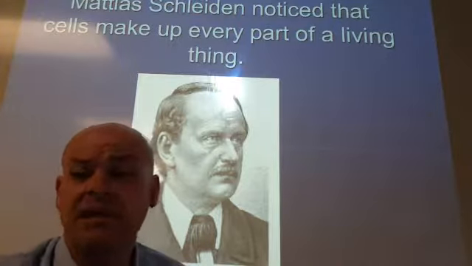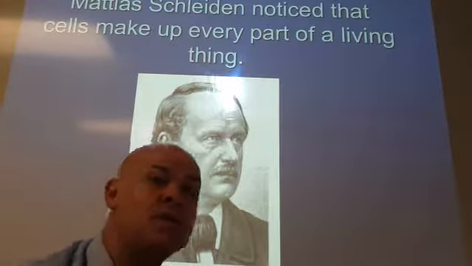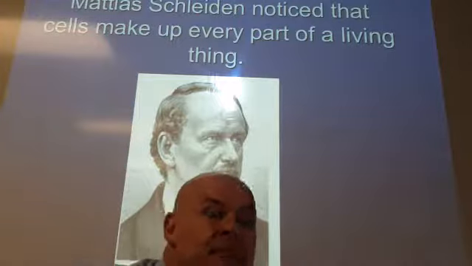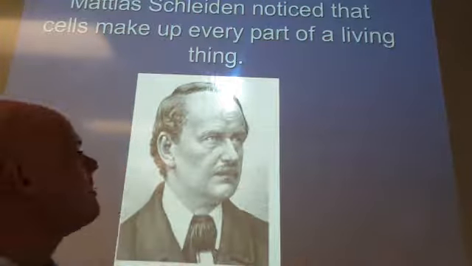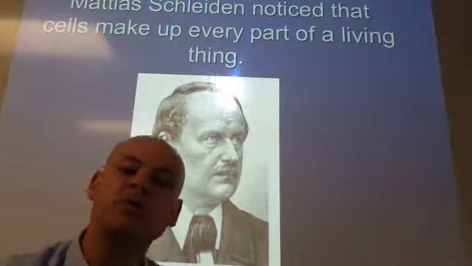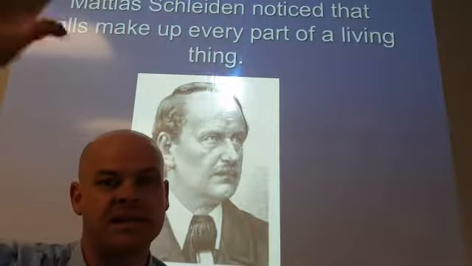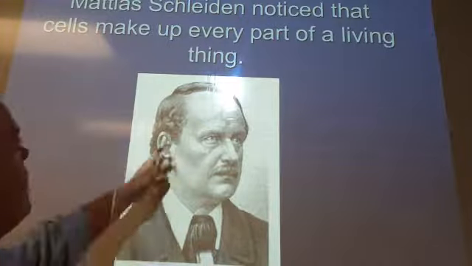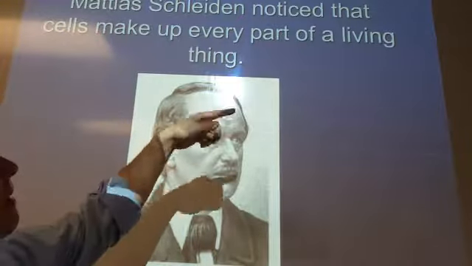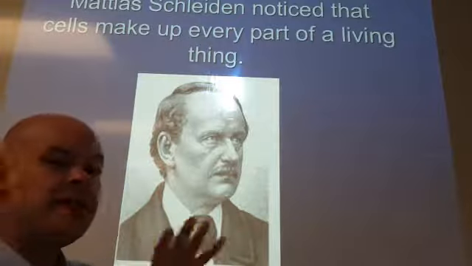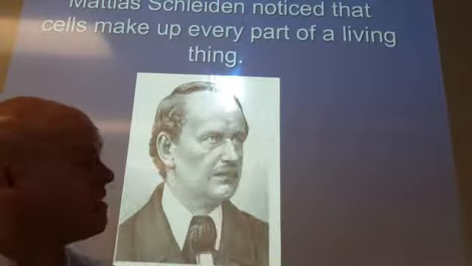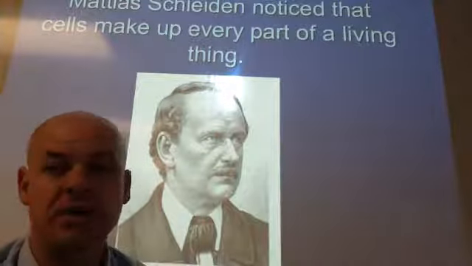He studied plants. And he was the first one to notice that the nucleus was a big deal. He was the first one to say, this guy right here, the nucleus is really controlling everything that's going on inside the cell. So as far as the things that you need to know for this, he says cells make up every part of a living thing. So every living thing is made up of nothing but cells. And he also said that the nucleus was important. Two big things going on with Schleiden.